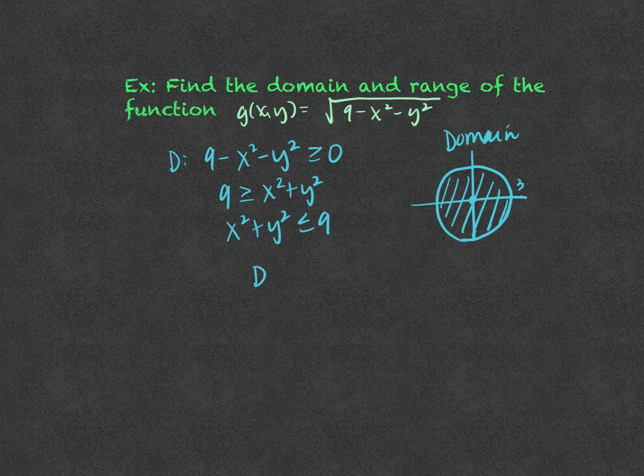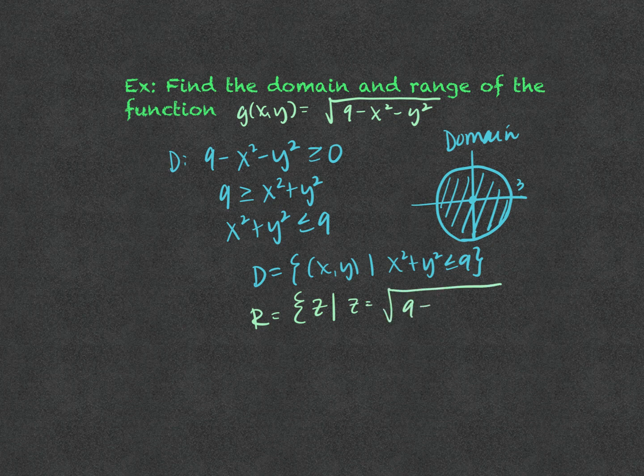We would say our domain is equal to the set of (x, y) such that x squared plus y squared is less than or equal to 9. Now there's two ways to look at the range. We're going to say that the range is going to be z such that z equals the square root of 9 minus x squared minus y squared, and x and y are elements of the domain.